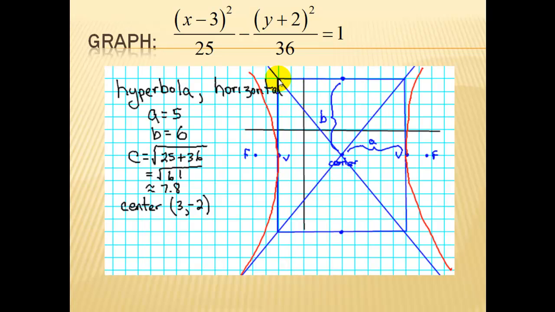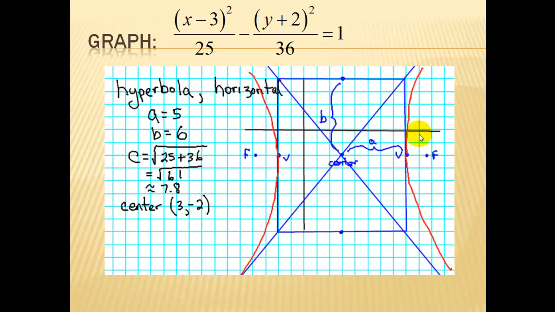Now remember, we draw this bounding box. This is just a tool to sketch our final hyperbola. It's not part of our graph. Diagonally through the corners of our bounding box are our asymptotes. And once we have our vertices, our bounding box, and the asymptotes, we can sketch in our hyperbola. And I also showed here, using our c value, our foci. The hyperbola always wraps around the foci.